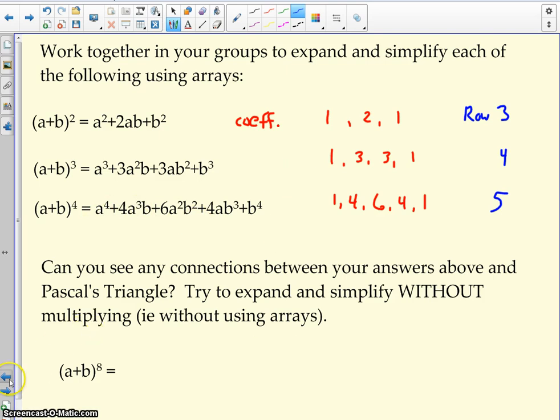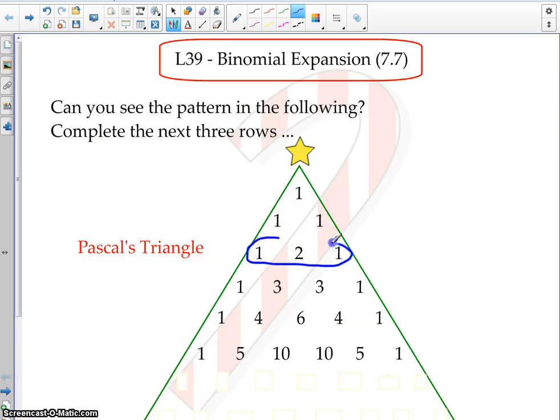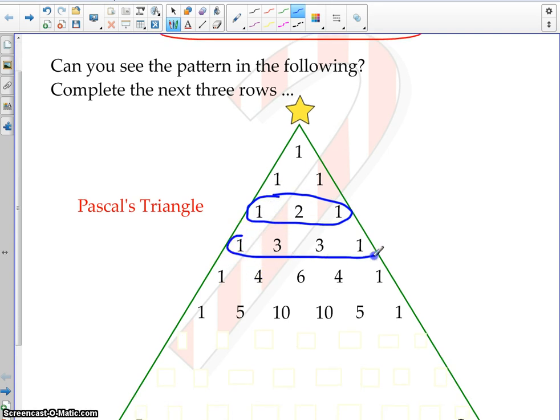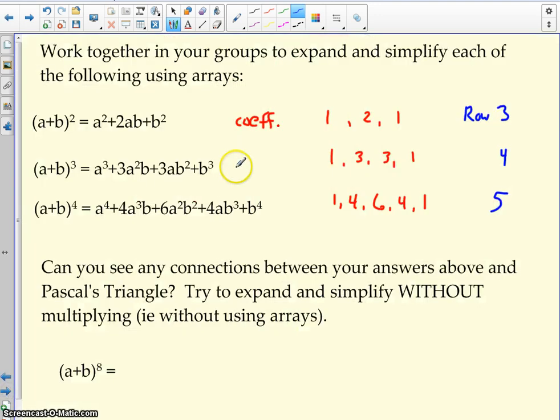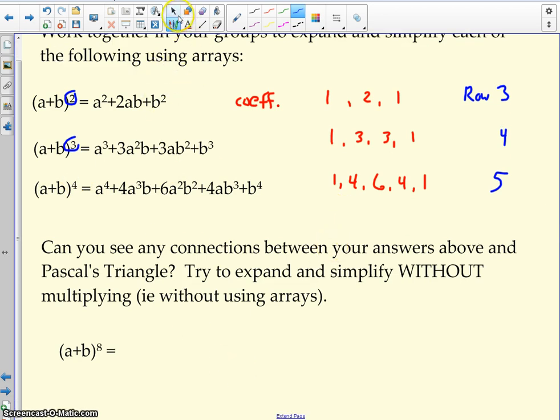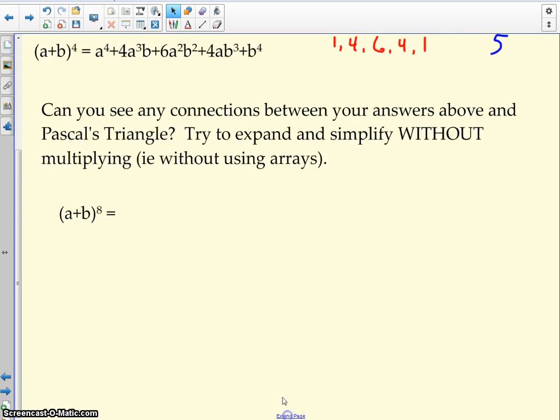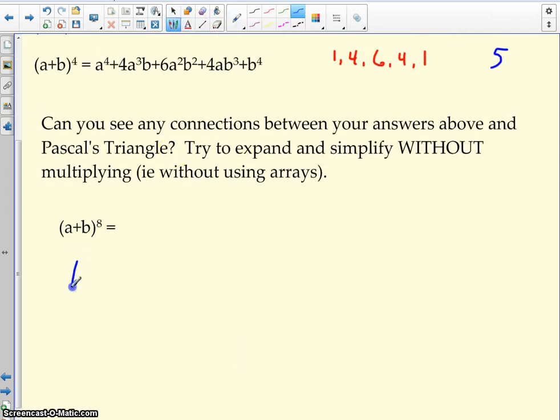If you look at Pascal's triangle, 1, 2, 1 is right there in row 3 of the triangle. 1, 3, 3, 1 is there in row 4, and 1, 4, 6, 4, 1 is there in row 5. So the coefficients at least come from the row in Pascal's triangle that is 1 higher than the exponent. So for (a + b) squared, we looked at row 3, (a + b) cubed, we look at row 4, exponent 4, row 5. So for (a + b) to the exponent 8, we know we're going to be looking at the coefficients from row 9. Okay, so let's make a note there. Our coefficients in order are going to be the numbers from row 9.